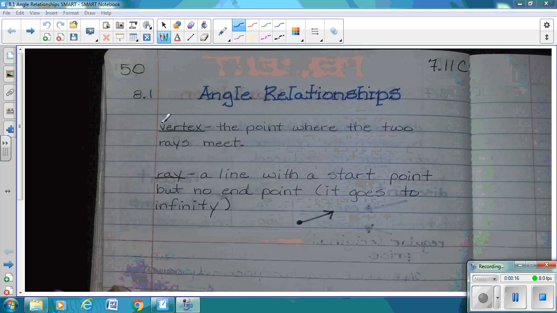So our first definition is vertex. It's a point where two rays meet, or a point where two lines meet. And a ray is a line with a start point, but no end point. It goes on to infinity. So here you can see a start point and it goes in this direction, infinity.